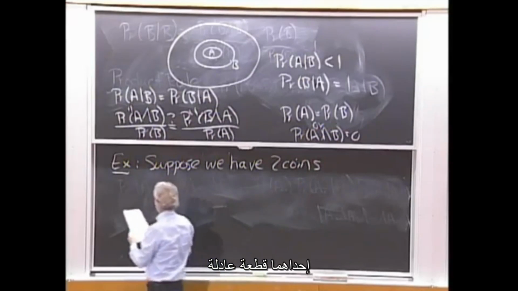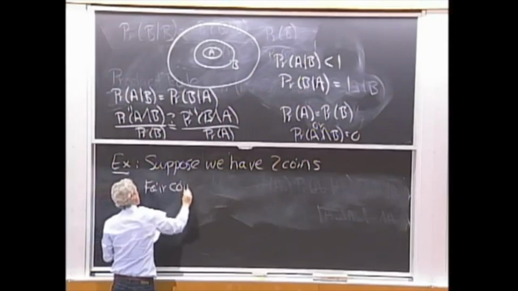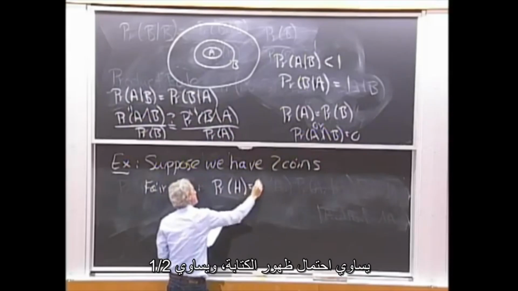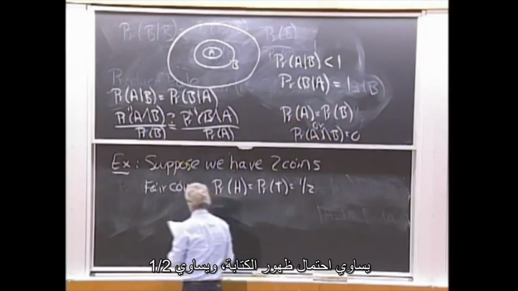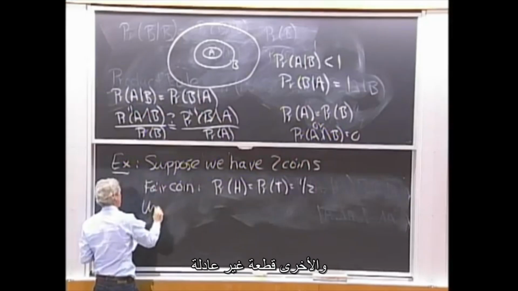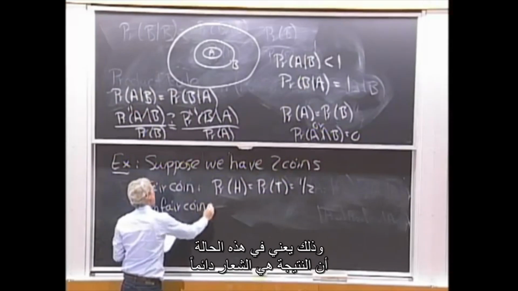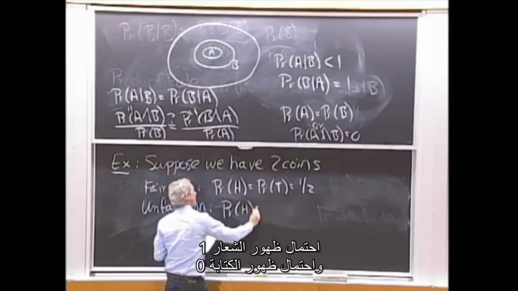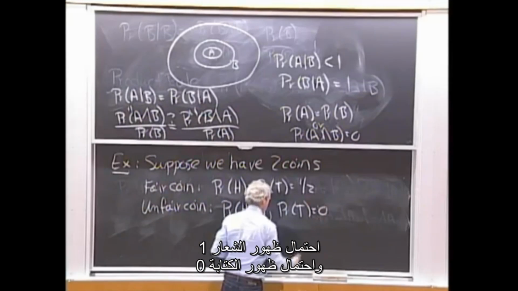One of them is a fair coin. And by that I mean the probability it comes up heads is the same as the probability it comes up tails: 1/2. The other one is an unfair coin. In this case, that means it's always heads. Probability of heads is 1. Probability of tails is 0.